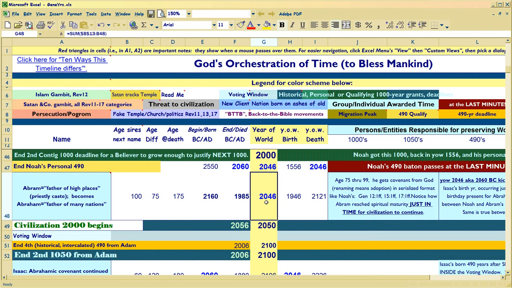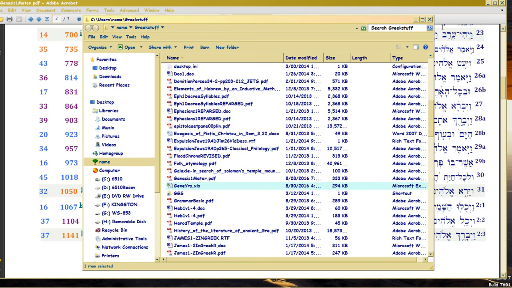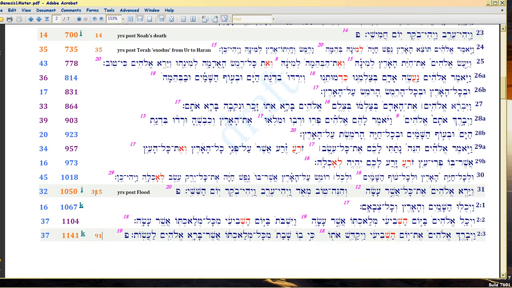Well, 2046 is before 2100. See, he super matured right when Noah's personal 490 ran out, which I'll have to explain in later videos, why that's important. Abraham super matured. Oh, that's 54 years early. Yeah. But this is 51. 40 plus 51. Well, how come 51 and not 54 and a half? Well, that's another problem we'll get into in later videos.